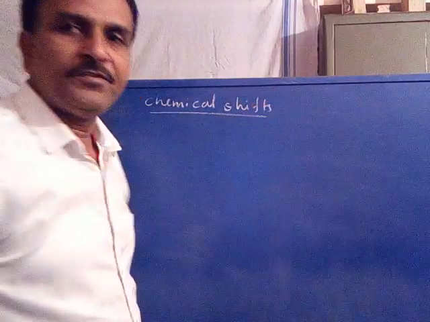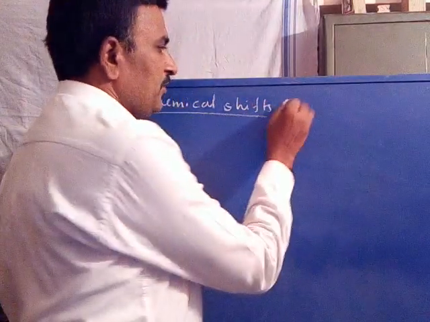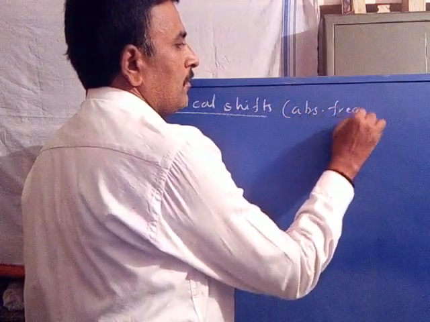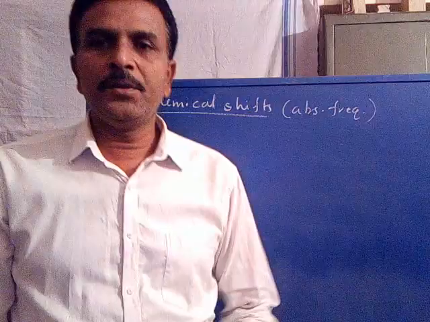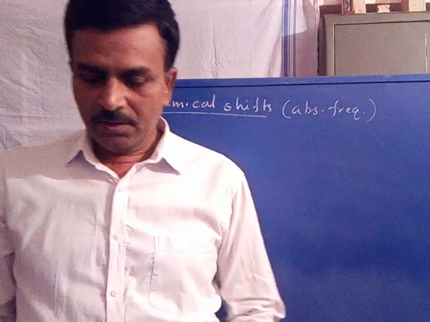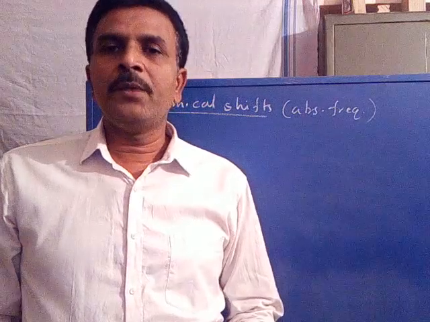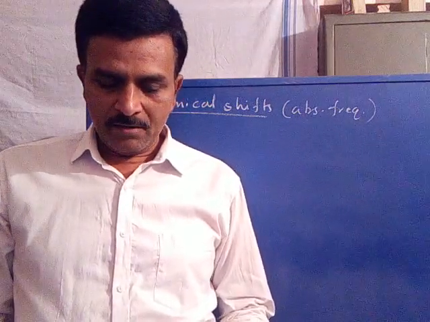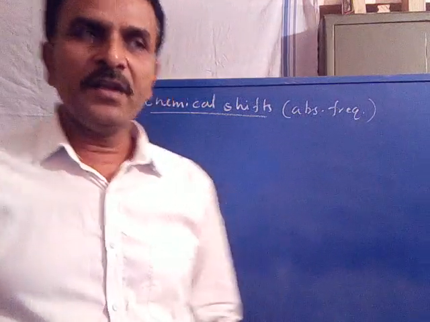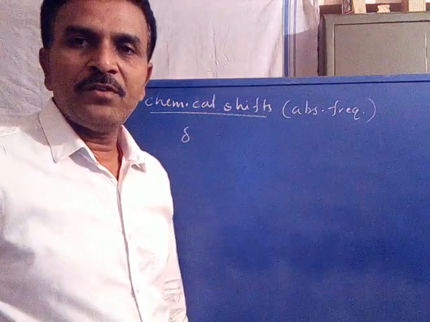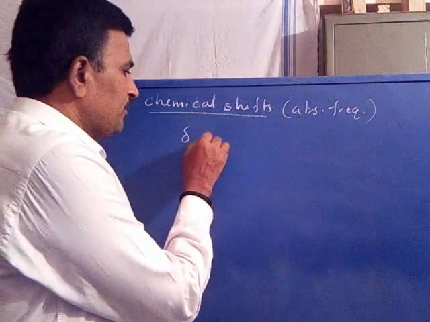The chemical shifts are absorption frequencies. Chemical shifts are absorption frequency for phosphorus. So again, similar to proton and fluorine, the absorption frequency for phosphorus is also measured in delta and expressed in terms of ppm units.